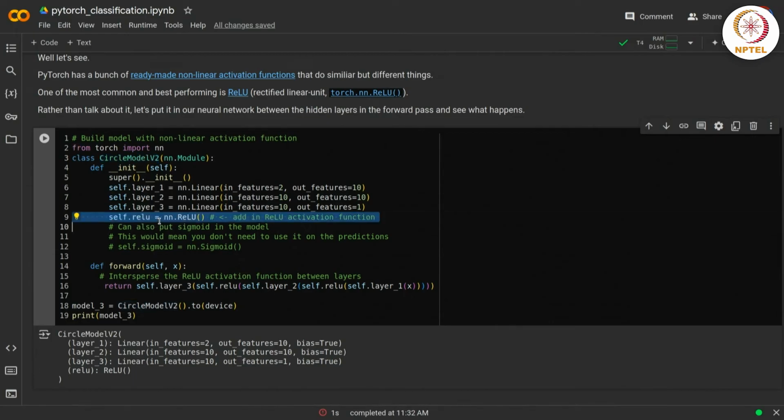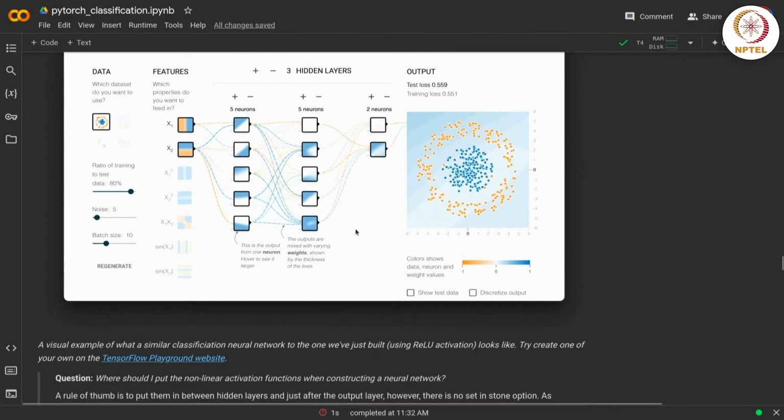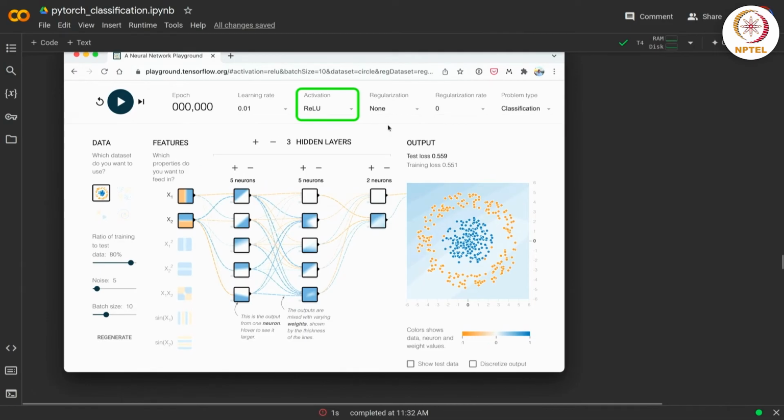We are defining a nonlinear function called ReLU. Nonlinear function, activation function, non-linearity, these are used synonymously in this tutorial. The key takeaway is that we are using an activation function called ReLU. PyTorch has a bunch of nonlinear functions that it pre-implements, ReLU being one of them, a quite popular and most common one. So let's see what it does, and you can also visually look at the training dynamics by looking at TensorFlow Playground that we looked at in one of the previous tutorials.